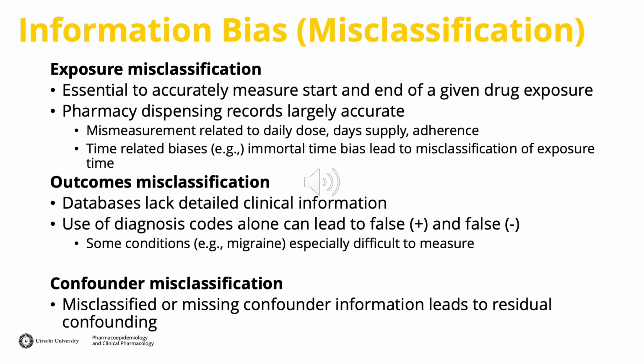Confounder misclassification is simply misclassification or missing confounder information, which leads to residual confounding. So this is just mismeasurement or inability to measure important patient characteristics in the study that we're looking at.